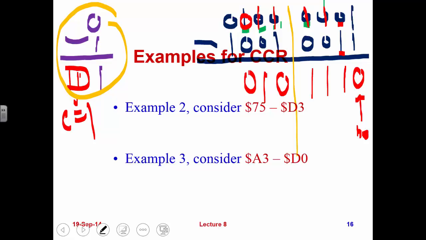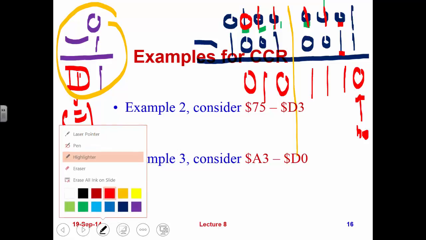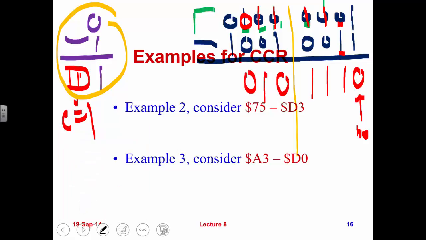Then we come to our leftmost bit. 0 minus 1 again is not enough. So we have to borrow from the carry bit. We have to borrow from bit 8. That's going to borrow from here. When you borrow from here, you make this bit 1 too. Right? Yeah, correct. Let's make this bit 1.